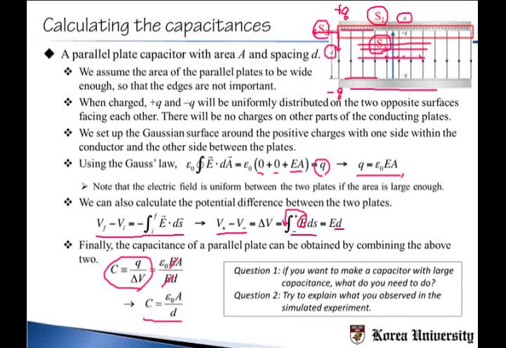And then let me throw in two questions. The first question is, if you want to make a capacitor with large capacitance, then what do we need to do? Just take a look at the equation here. In order to get a large capacitance, you either have to make the area very large or the distance very small. That is the method to make a capacitor with large capacitance. And the second question is, try to explain what you observed in the simulated experiment using this actual capacitance. Think about it, and we will discuss this in the classroom.